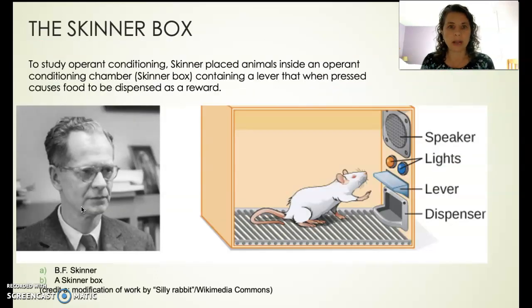He devised a box, an operant conditioning chamber, and it's referred to as a Skinner box, and it has a lever that an animal can press to cause food to be dispensed as a reward. And so you can see that there are some different stimuli in the box, as well as the lever itself, and then the food that comes out, the dispenser of the food.